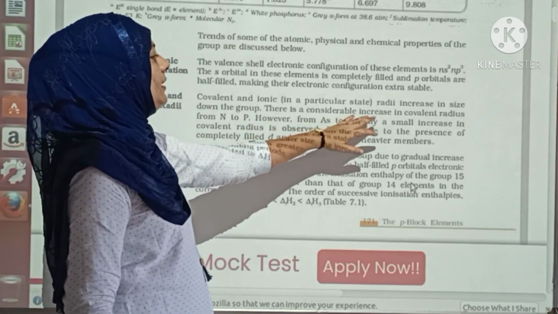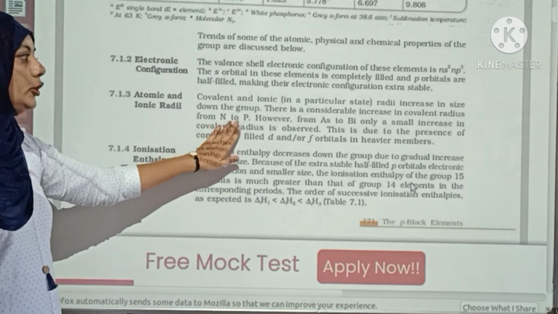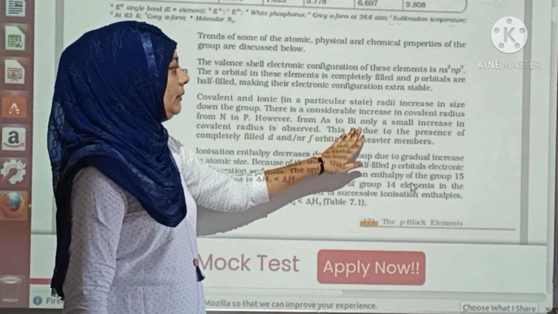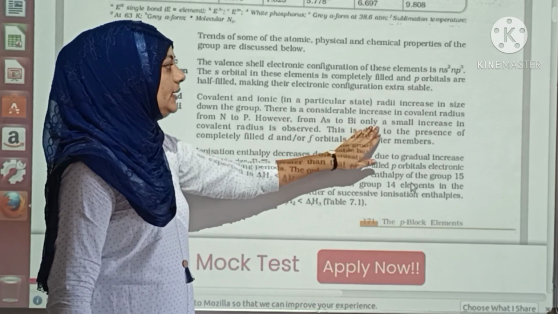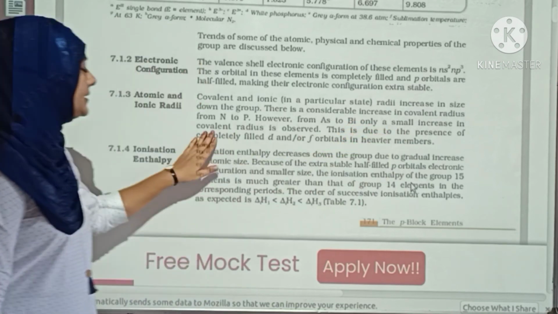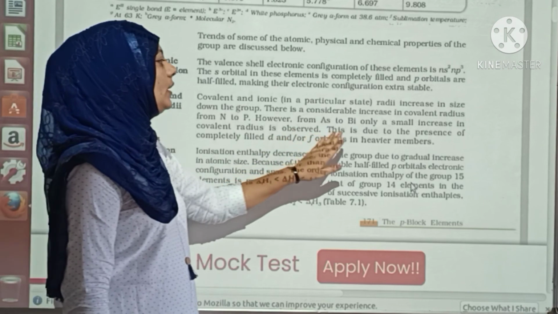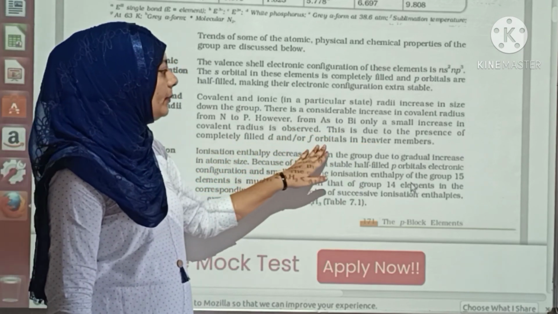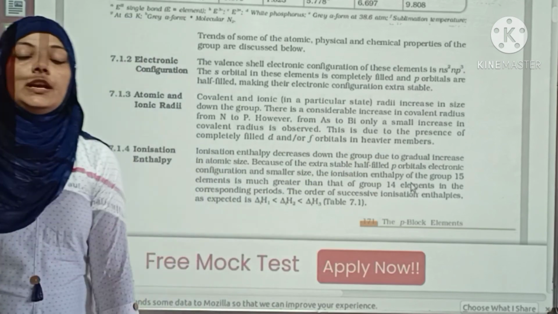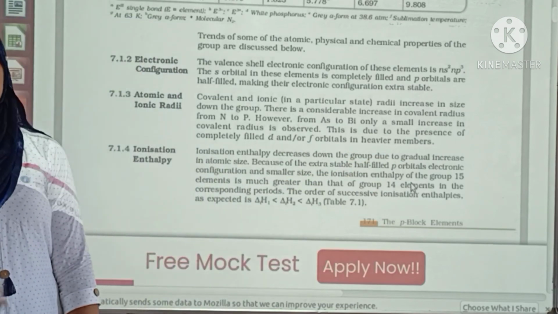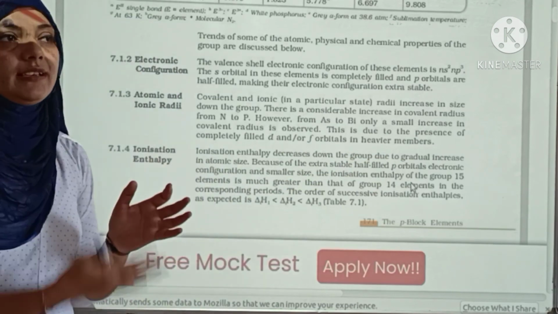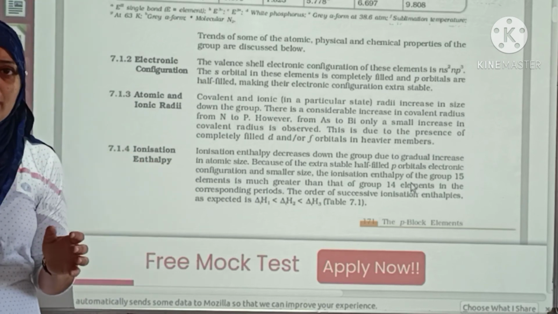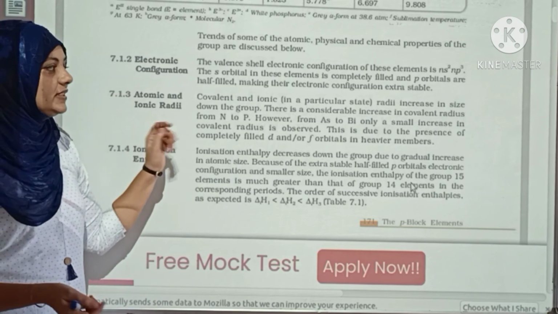There is a considerable increase in the covalent radii from N to P. However, from arsenic to antimony, only a small increase in the covalent radius is observed. This is due to the presence of completely filled d orbitals or f orbitals in the heavier members. Dear student, there are some changes here. You say generally it should go on increasing or decreasing, whatever the trend is, but here some changes are there.